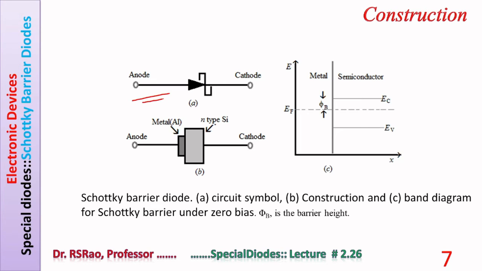The symbol of the SBD is shown here: anode, cathode, an ordinary diode symbol with some modification. In B are shown constructional details: metal, aluminum, N-type silicon, anode, cathode, and the energy band diagram of the Schottky barrier under zero bias. In the diagram, phi b is the barrier height, EF is the Fermi energy, EC is the conduction band level, and EV is the valence band energy level. Notice the Fermi level is in between EV and EC. Some more points.